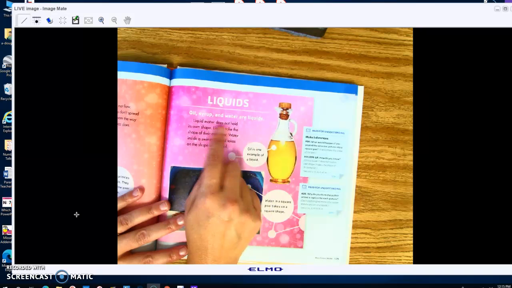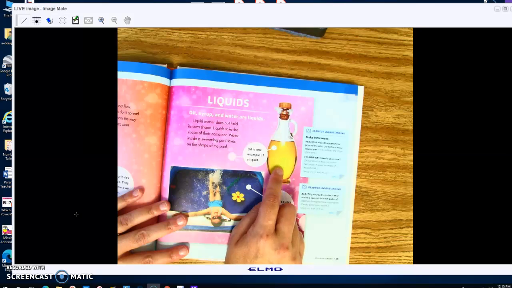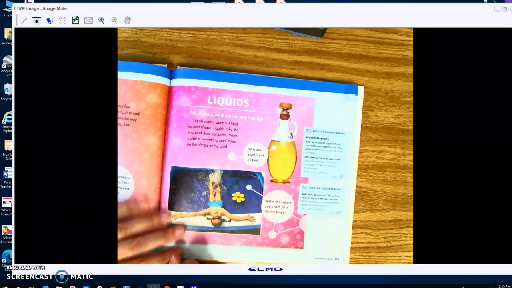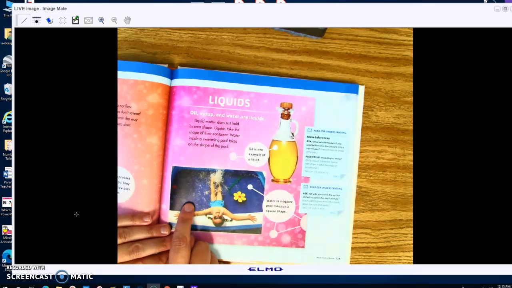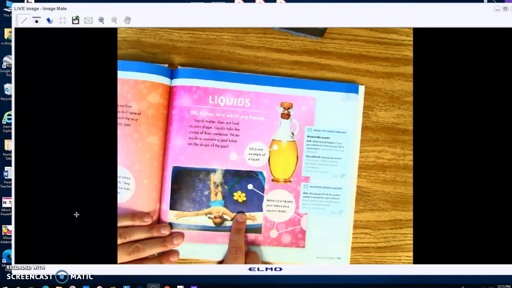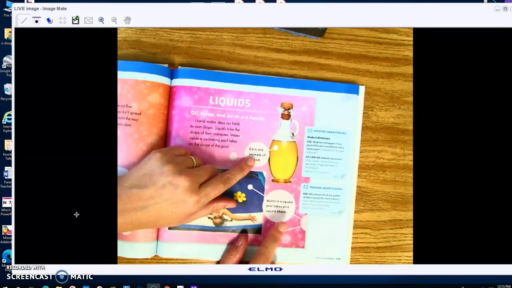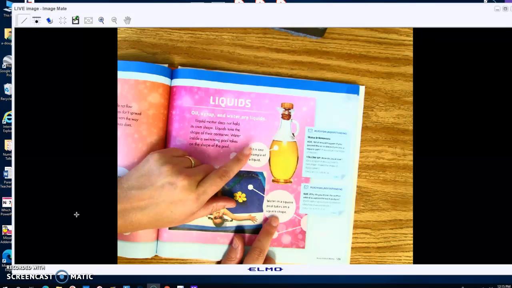Liquid matter does not hold its own shape. Liquids take the shape of their container. So the liquid in here takes the shape of its container. Water inside a swimming pool takes the shape of a pool. So water in a square pool takes a square shape. Oil is one example of a liquid. That's what the captions read. Point to the two captions. Remember, nonfiction has captions that tell us what the picture is.